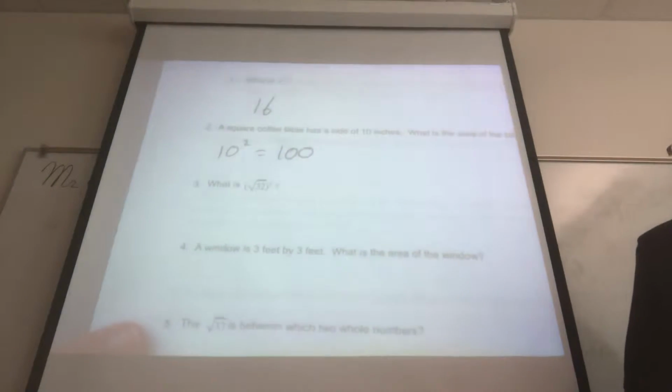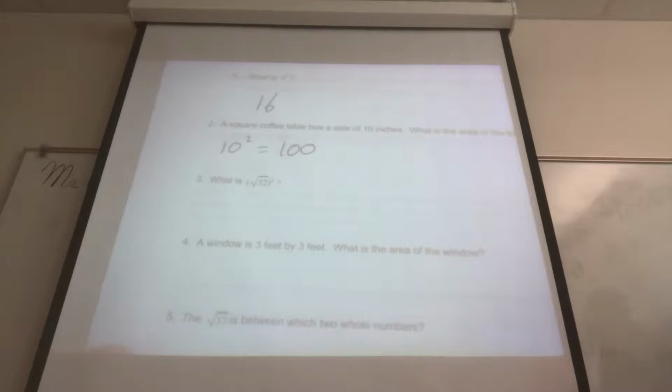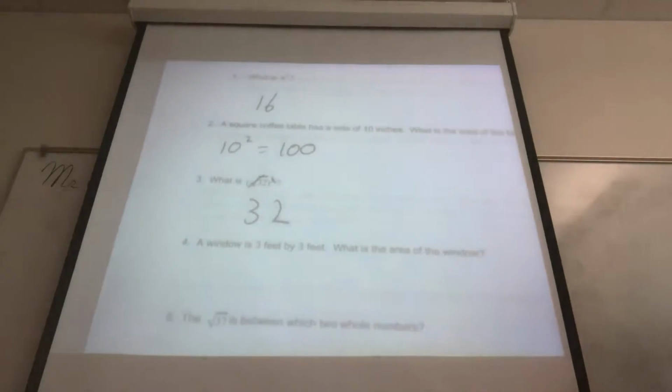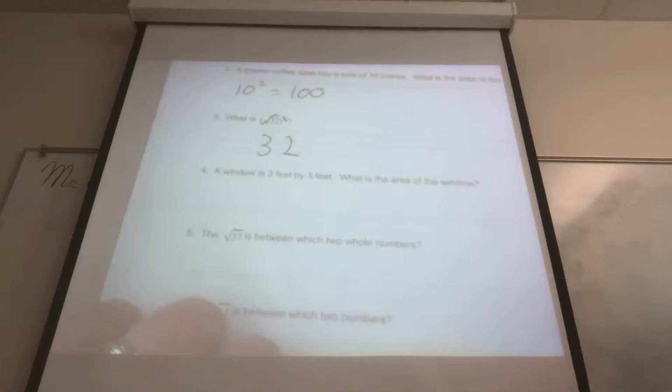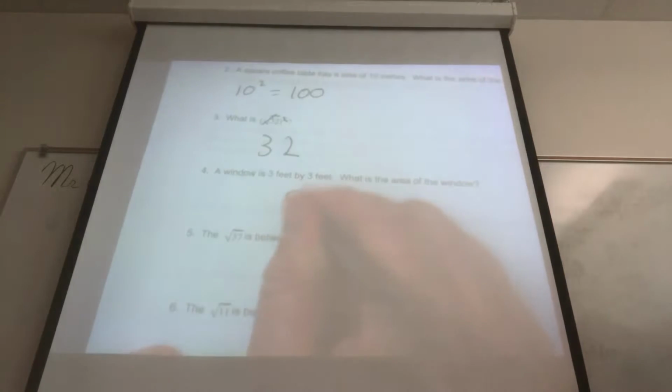Then on the third one, what is the square root of 32 squared? If you square the square root, it undoes what you just did. So this squared and this square root are going to cancel each other out, and it makes 32, the number that's underneath it. A window is 3 foot by 3 foot. What is the area of the window? It's square. That's a 9.